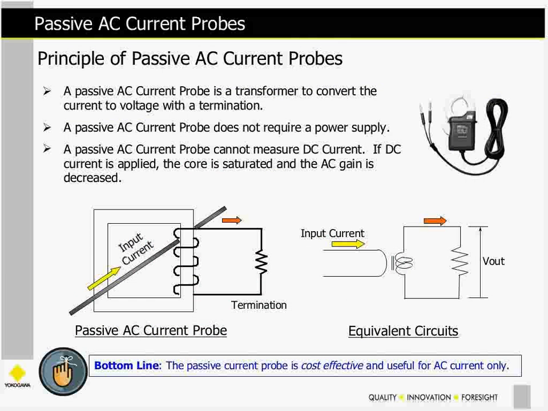Okay, we're going to talk about current probes. I've got just a few slides on this. We're going to start with a very simple AC only current probe. These are often called CTs, or current transformers. And it's called that because it is in fact a transformer.